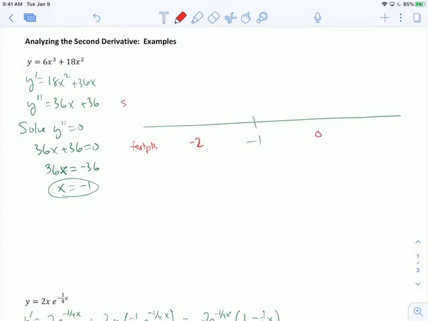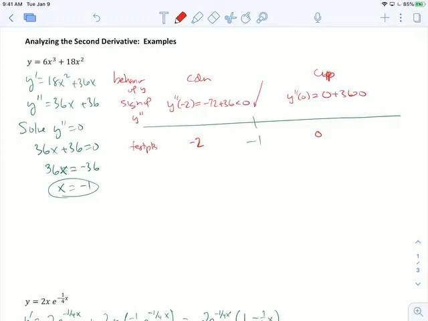And then we'll look at the sign of y double prime. So y double prime of negative 2 is going to be negative 72 plus 36. That's definitely less than 0. And then y double prime of 0 is going to be 0 plus 36. That's definitely positive. So then we look at the behavior of y. If the second derivative is negative, that means that it's concave down. If the second derivative is positive for numbers bigger than negative 1, that means that it's concave up.